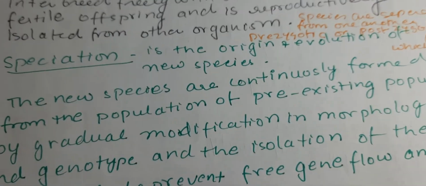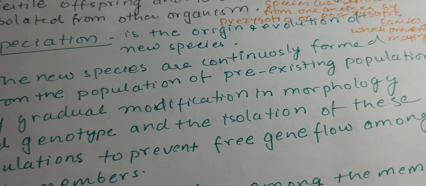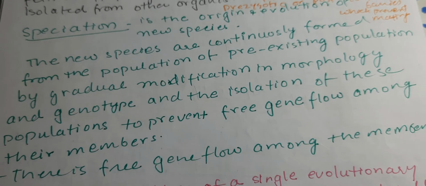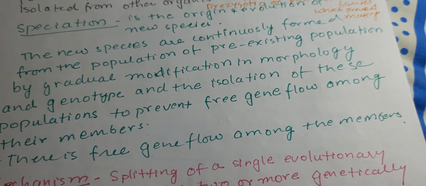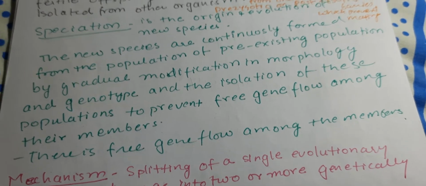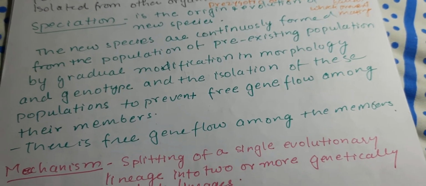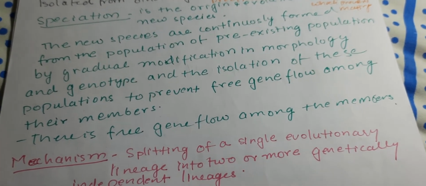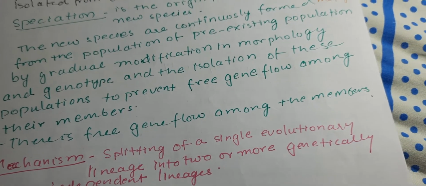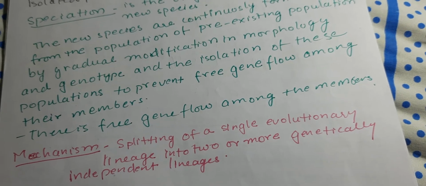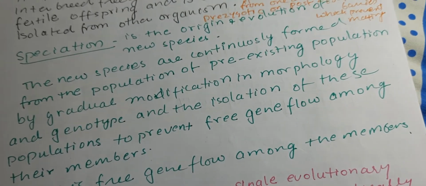So, speciation is the origin or evolution of new species, and new species are continuously formed from the pre-existing population by gradual modification in their morphology, genotype, and isolation of these populations to prevent the free gene flow among their members. So this is one of the important concepts.